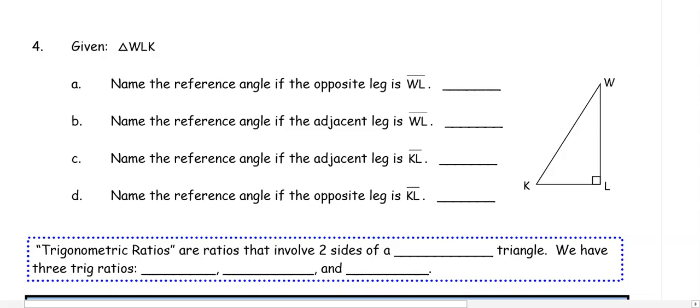Number 4, given triangle WLK, we want to name the angle if the opposite side is LW. So if this side is LW, the opposite angle would be angle K. The adjacent angle is the one next to it then, so angle W. We wouldn't say angle L because we don't want the right angle as a reference angle. If we have the adjacent leg to KL, so the angle next to it is angle K, which means the angle opposite of it would be angle W.